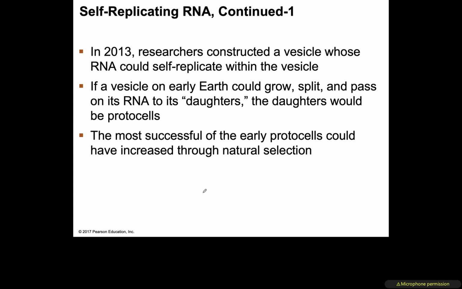So with that, if a vesicle on early Earth can grow and split and pass on RNA to its daughter cells, the daughters would be protocells. If it can do that replication, these are the beginning of what we know of cells today. The most successful early protocells, through natural selection, increased more and more, which will eventually lead to the first early cell.